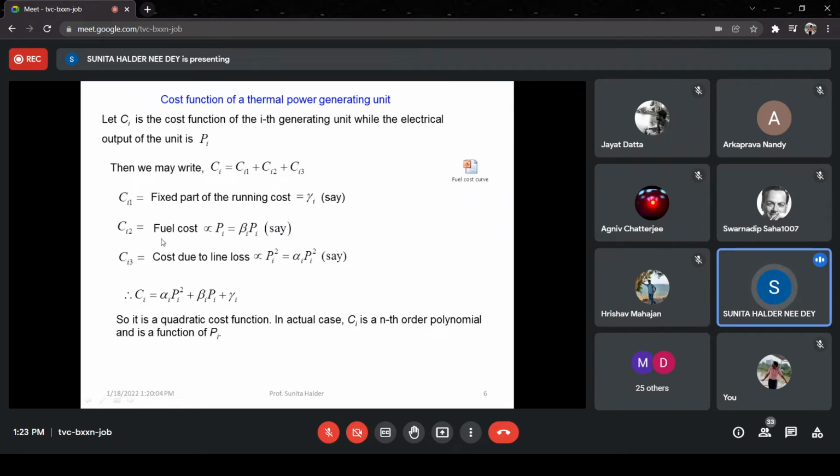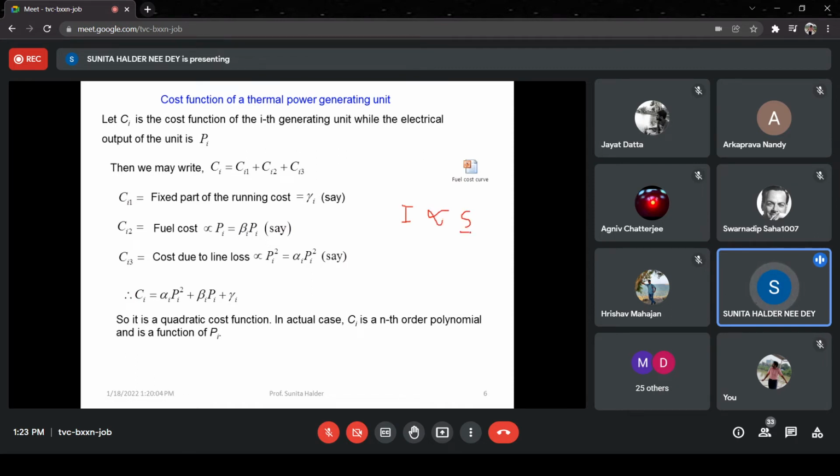Then C_i2 is the fuel cost, which is proportional to power generation, because whatever power will be generated, similar fuel will be required. So fuel cost will be directly proportional to the power generation. The third is cost due to line loss, and line loss is proportional to the generation square. Why? Because current is proportional to the power.